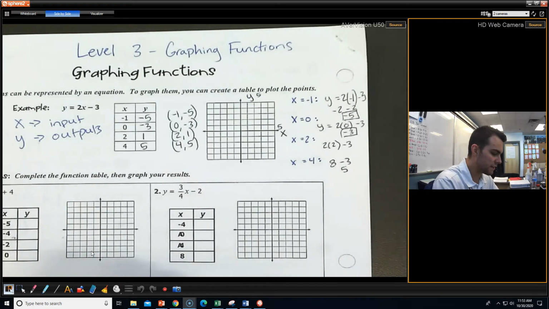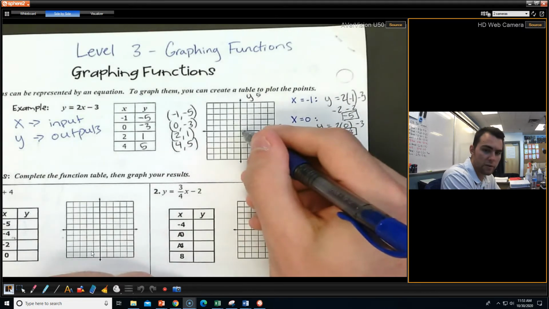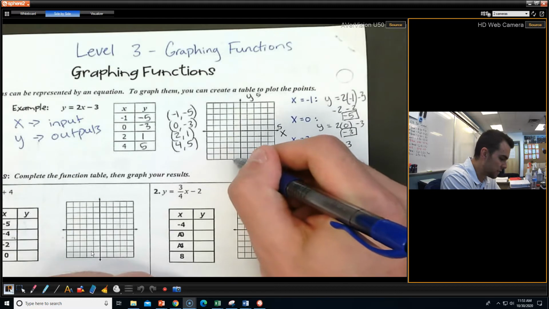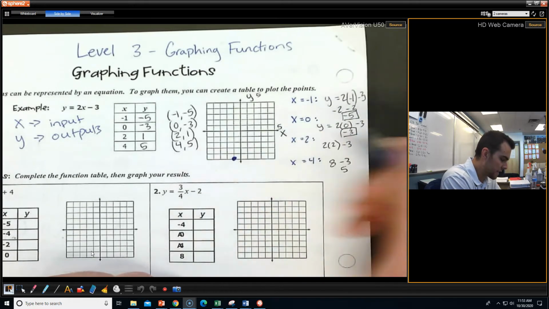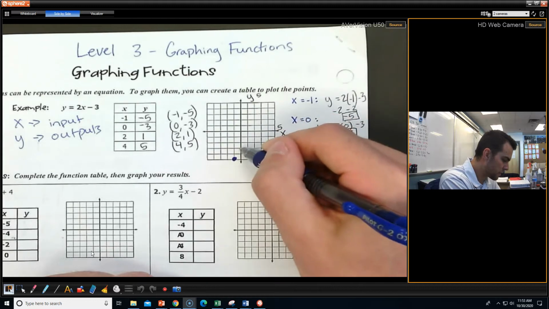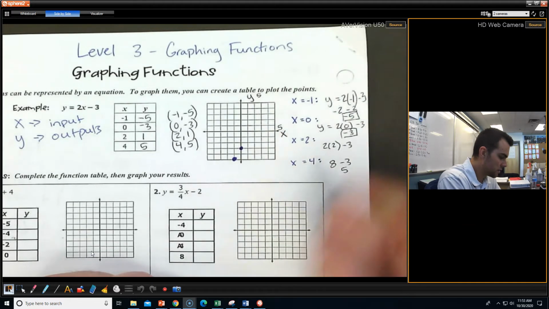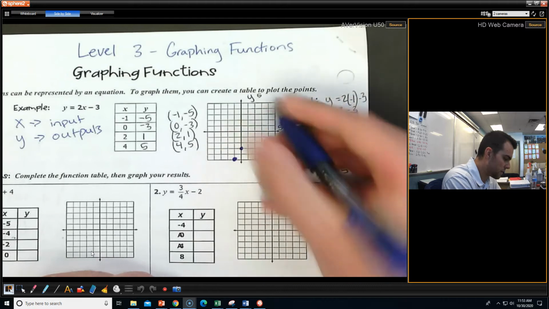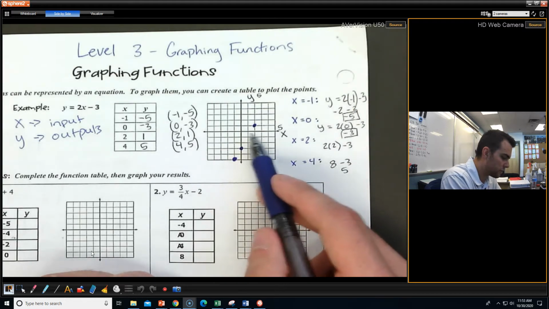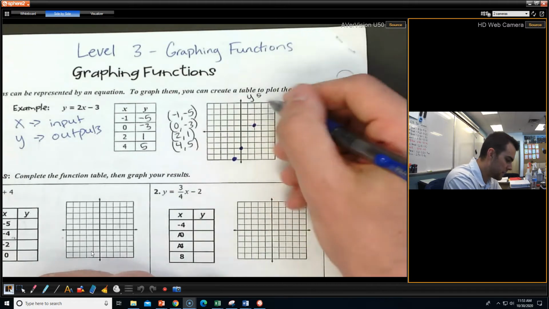So -1, -5. I'm going to go -1, and then -5, 1, 2, 3, 4, 5 is down here. And there's that guy. 0, -3, I don't move, but I go down 3 units. 2, 1, over 2, up 1. And then finally, we have 4, 5, 1, 2, 3, 4, and then 5's up here.